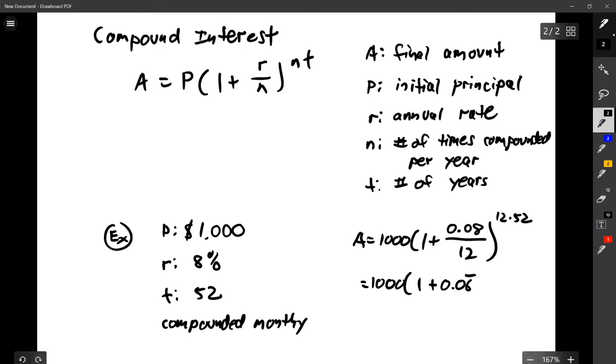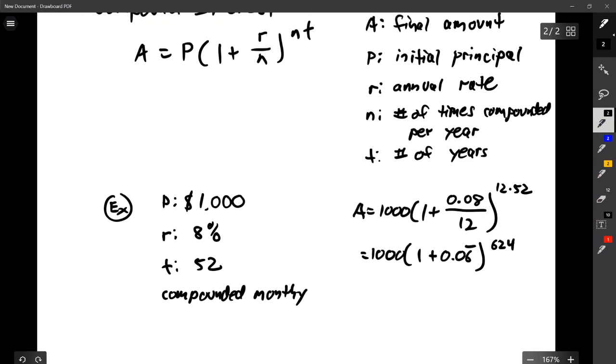0.08 divided by 12 is 0.06 repeating. I'm going to put the bar over that, which means repeating. It goes on forever, but I'm just going to do a few sixes and then round the last one up to a 7. And then 12 times 52 is 624. So that's the same thing as 1,000 times 1.066667 to the 624th power.